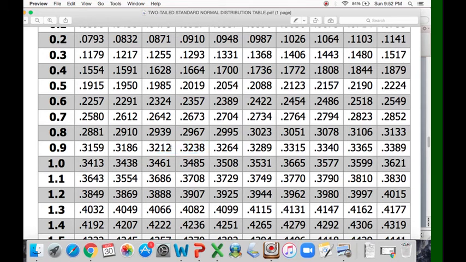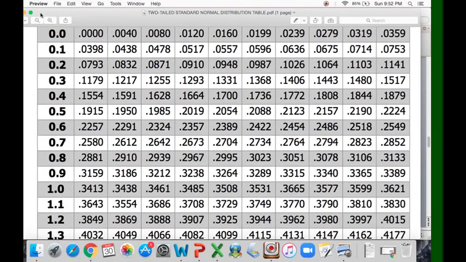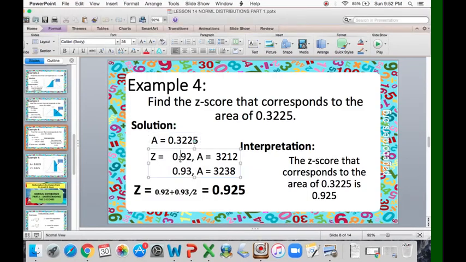Now, ang gagawin lang dyan para makuha natin yung kanilang z-score, unahin natin si 0.3212. Ang kanyang z-score ay 0.92. So, yung pangalawa ay 0.93, right? So, we have 0.92 and 0.93. And the areas are 0.3212 and 0.3238. Ayan. So, 0.92, 0.93. Ang gagawin lang, i-add lang yung dalawa, and we will divide them by 2. Okay? And the answer is 0.925.